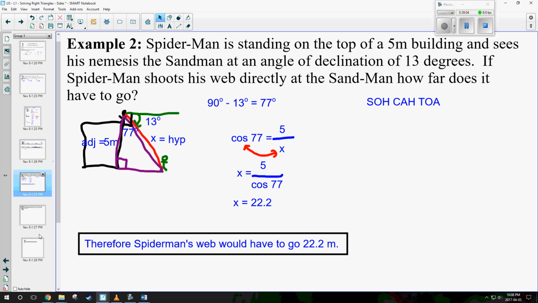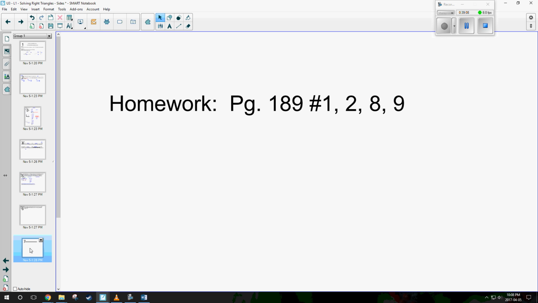I am going to leave the last example so that you have enough time to get some work done in class. You have some homework on page 189. You should also have an exit card. Please complete the exit card first.